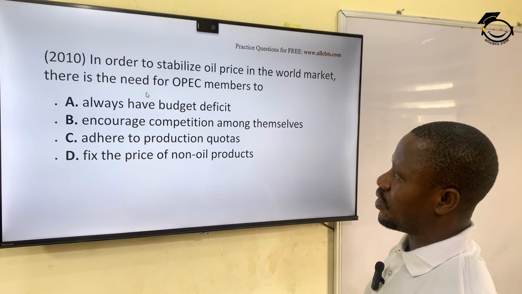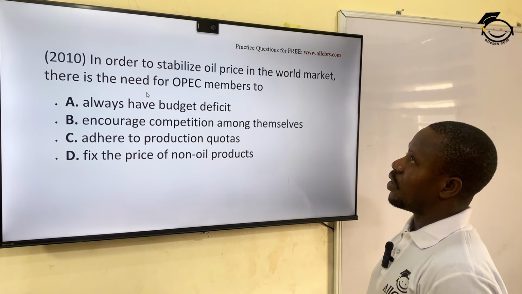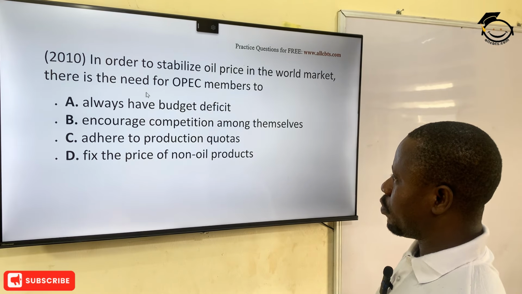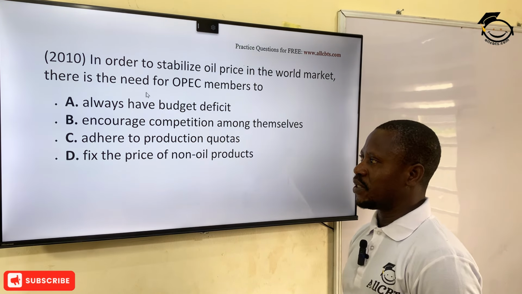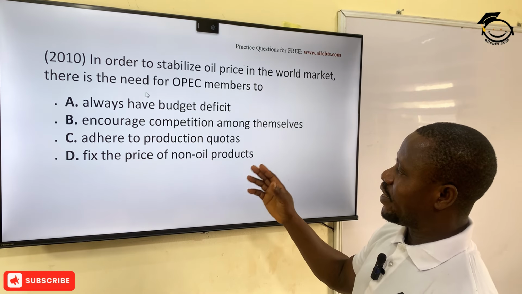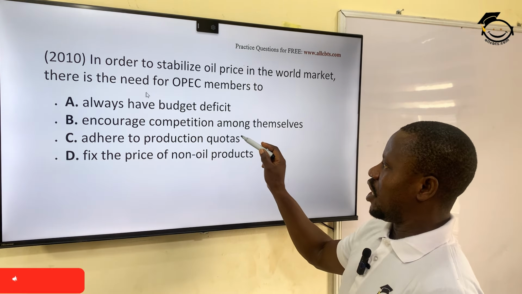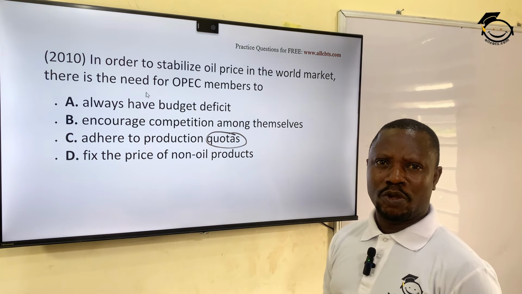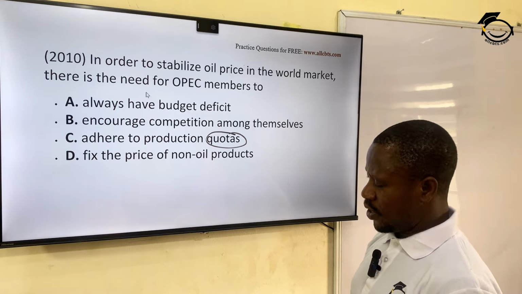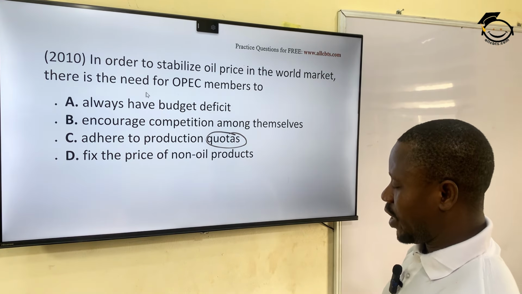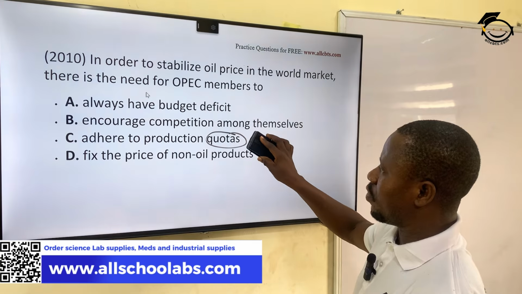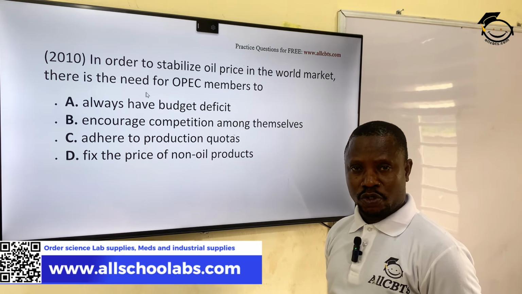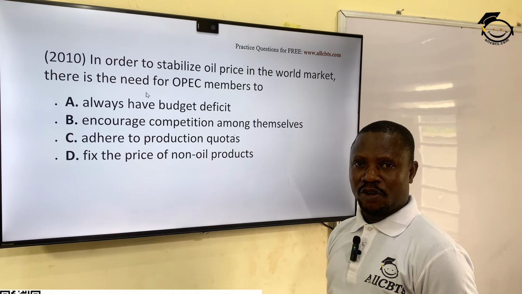Always have budget deficits, encourage competition among themselves, adhere to production quotas, fixed price of non-oil products. What does a non-oil product got to do with this? The correct answer is what? Adhere to production quotas. Every country, member state, has a quota. I think Nigeria is about 2.1 or 2.2 million barrels per day, BPD. Okay? The reason why they do that is to regulate supplies in the market. Because if members don't keep to this, it doesn't mean that Nigeria cannot produce more than 2.1 or 2.2. We could produce as much as 3 million barrels.